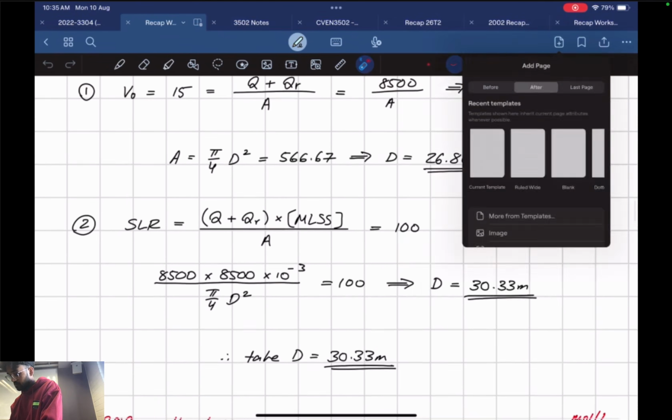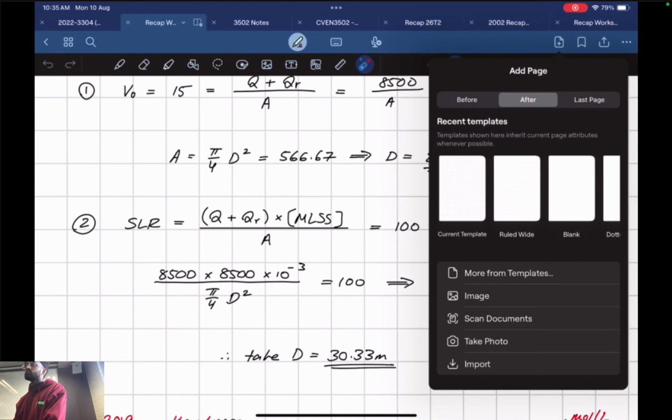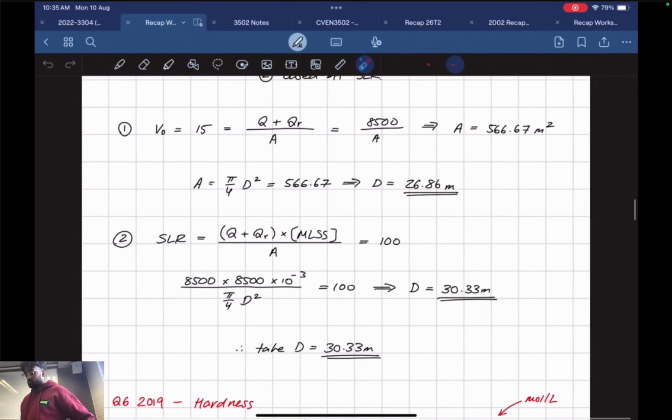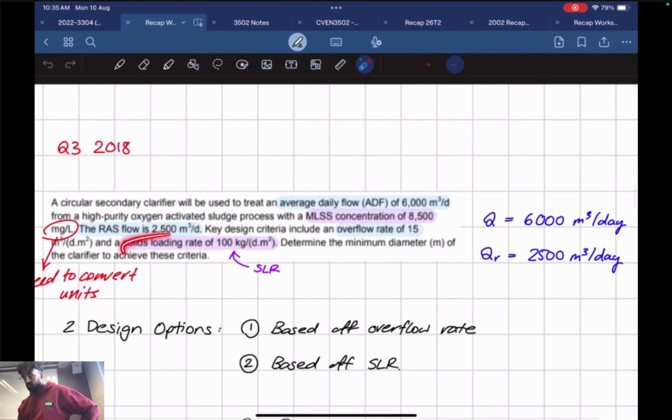I'll open up another page. Anyone still copying down? Okay, cool. I'll give you guys a minute to copy it down, then I'll explain what's going on. Wait, why is SLR... They've given it to us in the question. So the loading rate is 100.